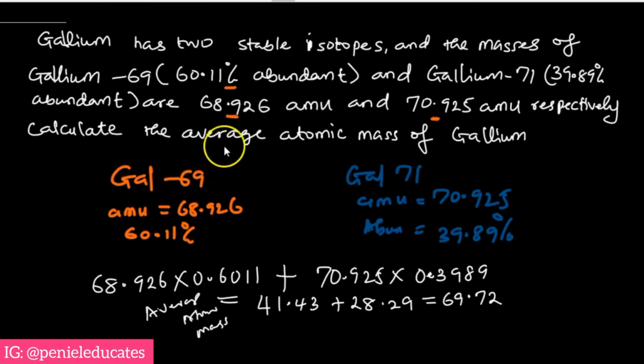Now, you discover that 69.72 is very close to the mass of gallium 69. Why? Because we have 60.11% abundance of gallium 69, which is more abundance than gallium 71, which has 39.89%.